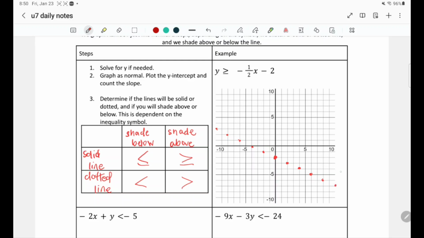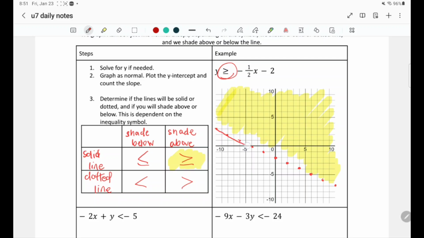And then I'm going to look at my symbol, and that's going to tell me what I do next. So that is a greater than or equal to. That means I'm going to shade above. On Delta Math, there will be a button that you click to say whether to shade above or below. Above, hopefully feels good. This is above. Okay, so look at the y-axis. Here's my line, everything bigger than it on my y. Okay, that's shading above.